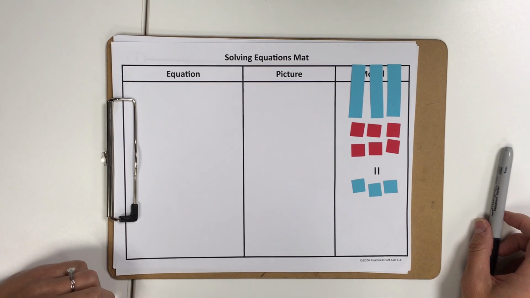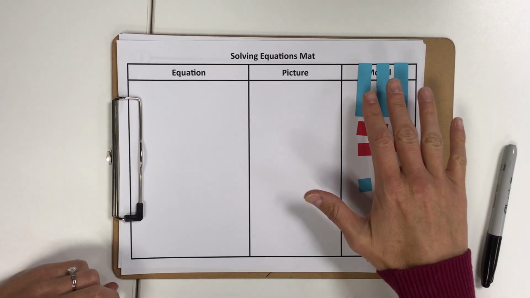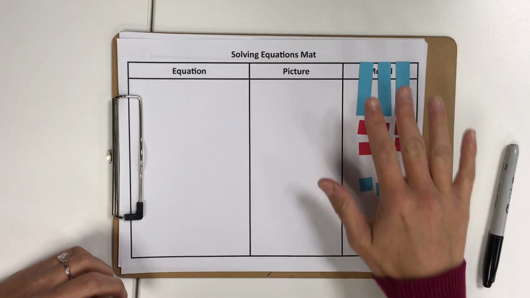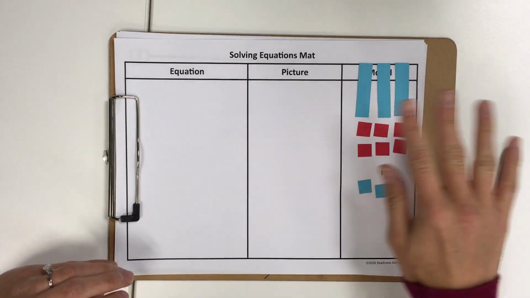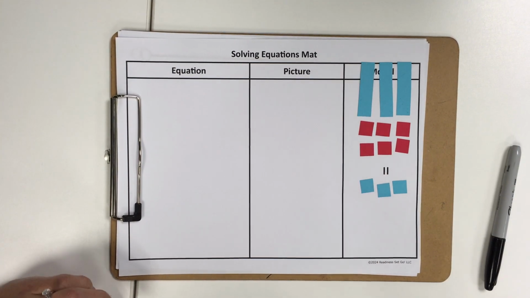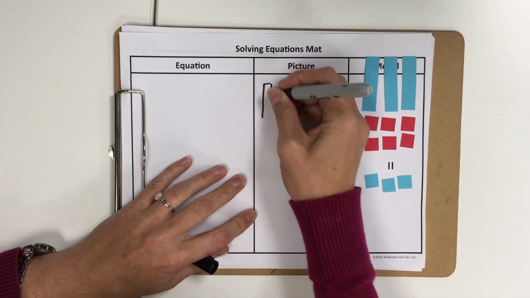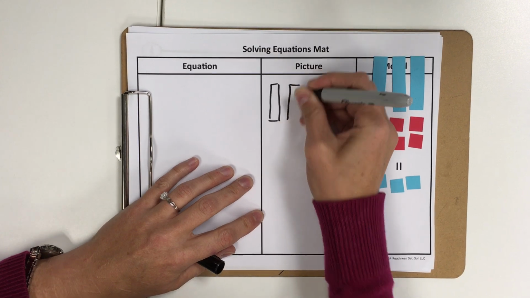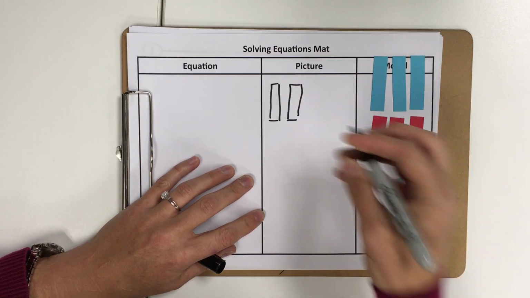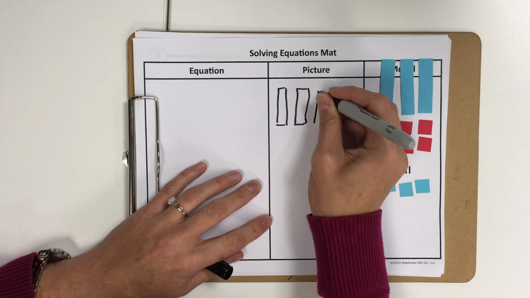All right, so here I have my solving equations mat, and you can see that I've started with a model here. With my model, I'm just covering up the word model. It doesn't quite all fit in there, and that's okay. It's still gonna work. I'm gonna go ahead and draw a picture of this because we're doing concrete, pictorial, and abstract representations. I already have my concrete. It's right there. Let me draw a picture.